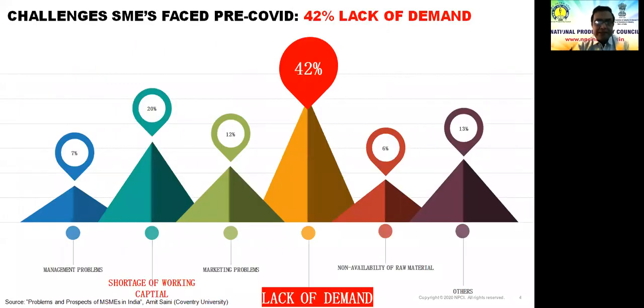Now the challenges SMEs faced pre-COVID, before this lockdown scenario: 42% is the lack of demand. The highest contributor towards the sluggishness of MSME growth was lack of demand. The next one, in the rank, is shortage of working capital. Yes, so definitely we'll get into it.